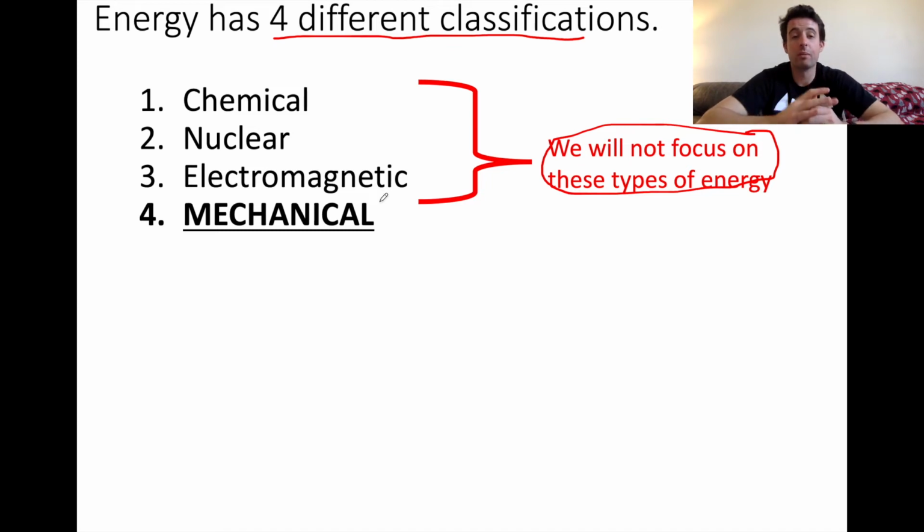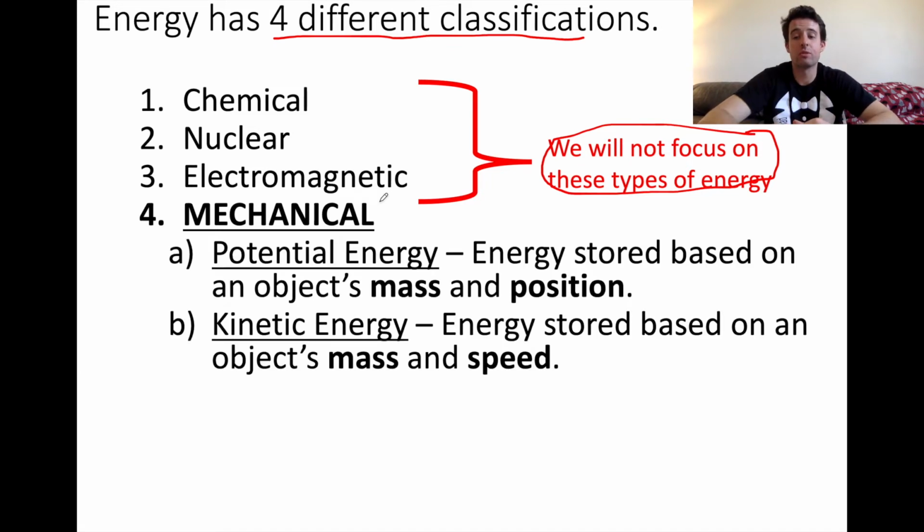So when we talk about mechanical energy, there's 2 types of mechanical energy. Type number 1 is potential energy. Go ahead and write this down. Potential energy is energy stored based on an object's mass and position. So 2 things here we're noticing, mass and position, that's going to dictate energy. Kinetic energy is going to be energy stored based on an object's mass and speed.